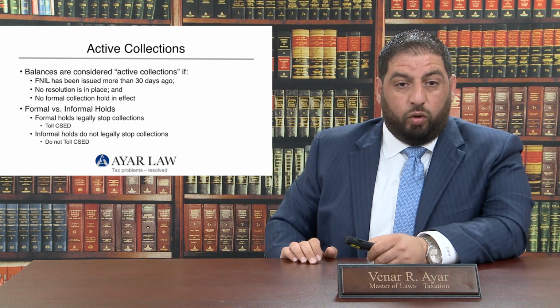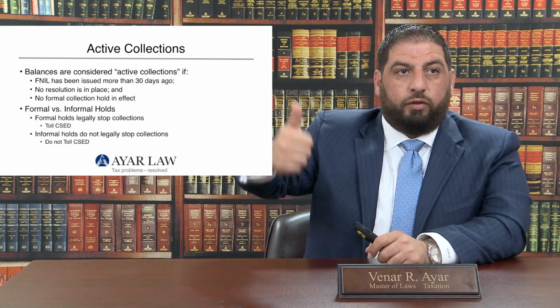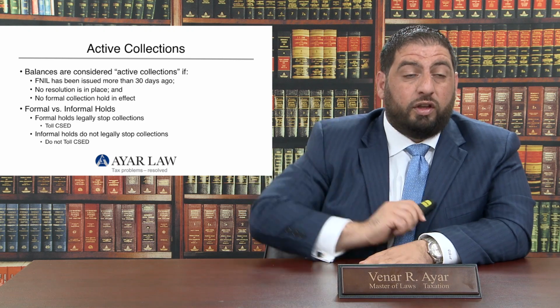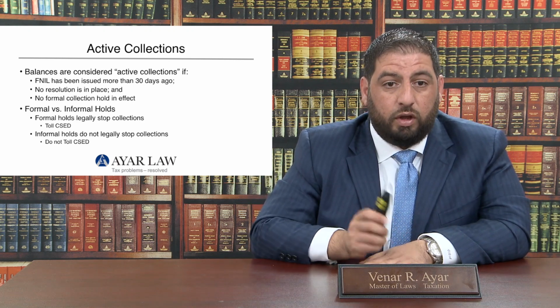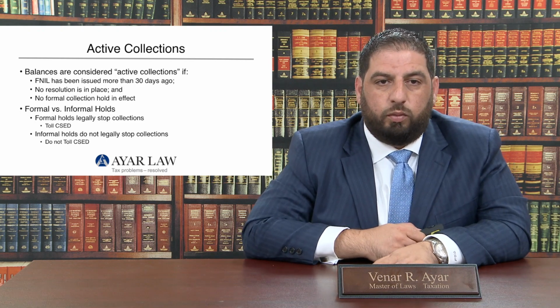There can be a formal hold, which are things that you do to legally stop collections, like submitting an offer in compromise or doing an innocent spouse claim. Those are things that will toll the statute of limitations. There's also informal holds, where you just basically call and ask for more time.